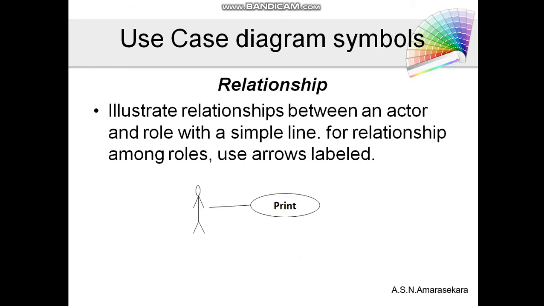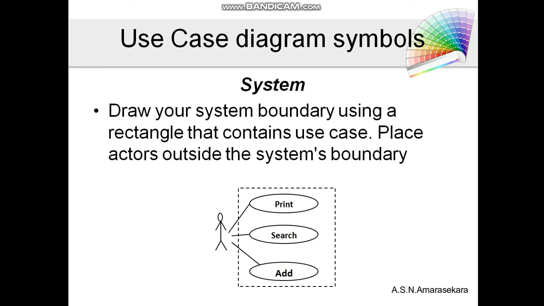Then the relationship. A relationship is a connection. We use a simple line to represent the actor and use case relationship. Meanwhile, an arrow is used to represent the relationship between use cases. Last, the system. Using a dotted line rectangle, we can separate the system from its outside.